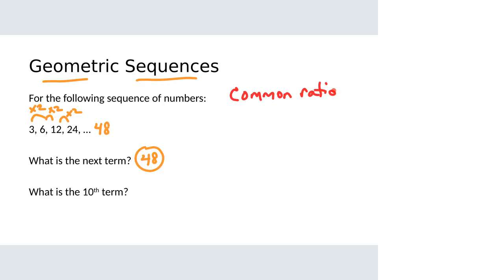And we're going to use r to represent that common ratio. a is still going to be our starting point, and our formula for the nth term of a geometric sequence will be the nth term equals a multiplied by r raised to the n minus 1 power.